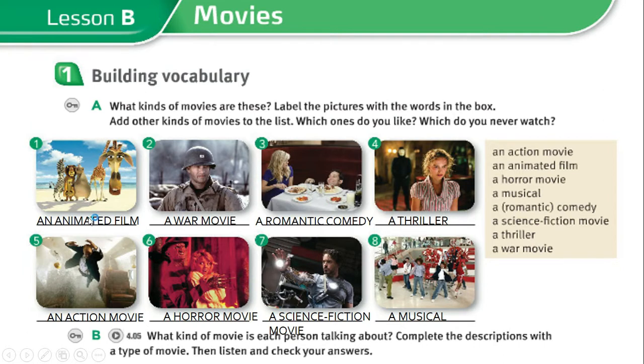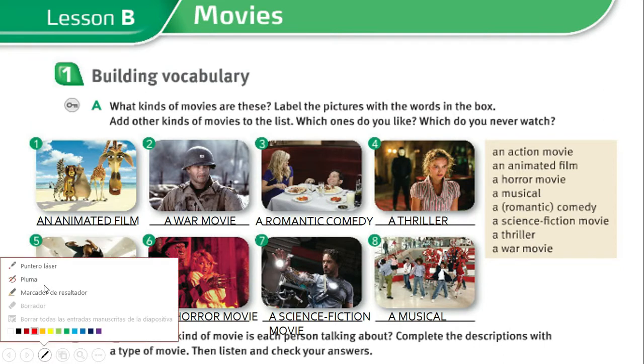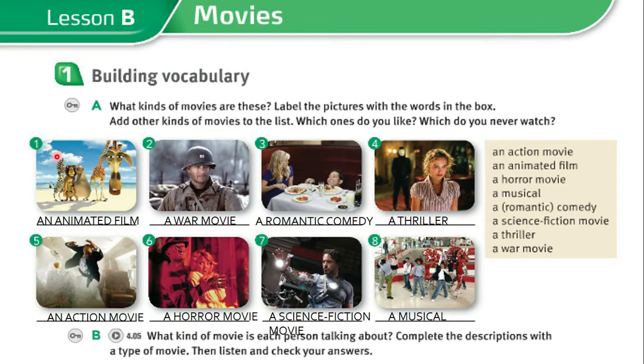Number one, it's an animated film. But why? Animated film, it's usually a movie for kids. Animated film es una película de dibujos animados, okay? Number two, a war movie, okay? Una película de guerra. Number three, a romantic comedy. It can be a comedy or a romantic comedy. Esta es una comedia romántica. It is about two people who fall in love and it's funny.